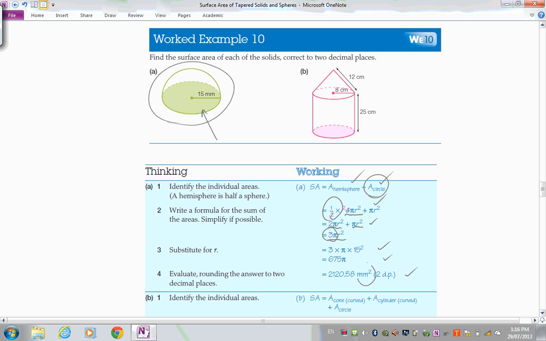Watch it. This was millimetres this time. Did you see that up here? Okay, be careful.